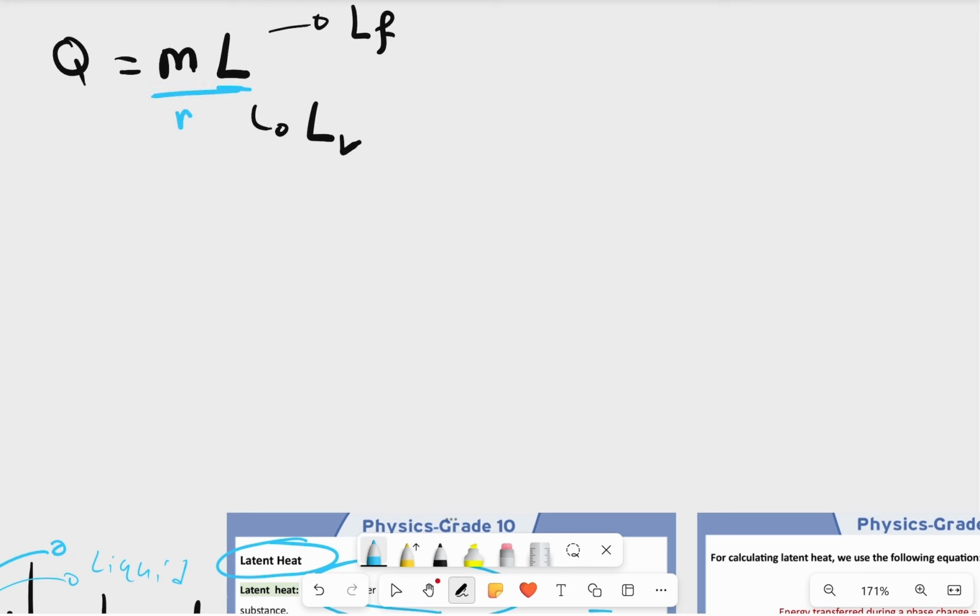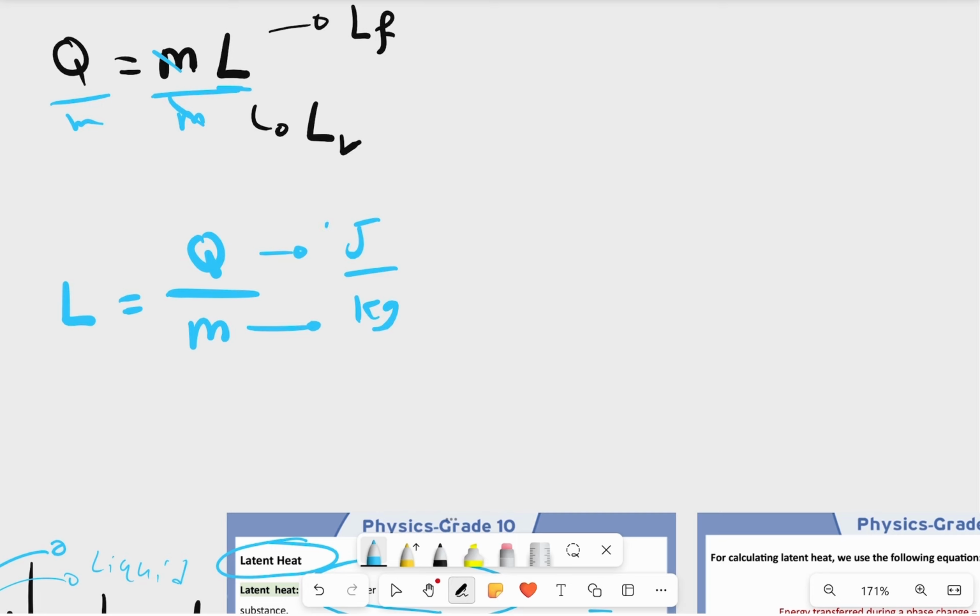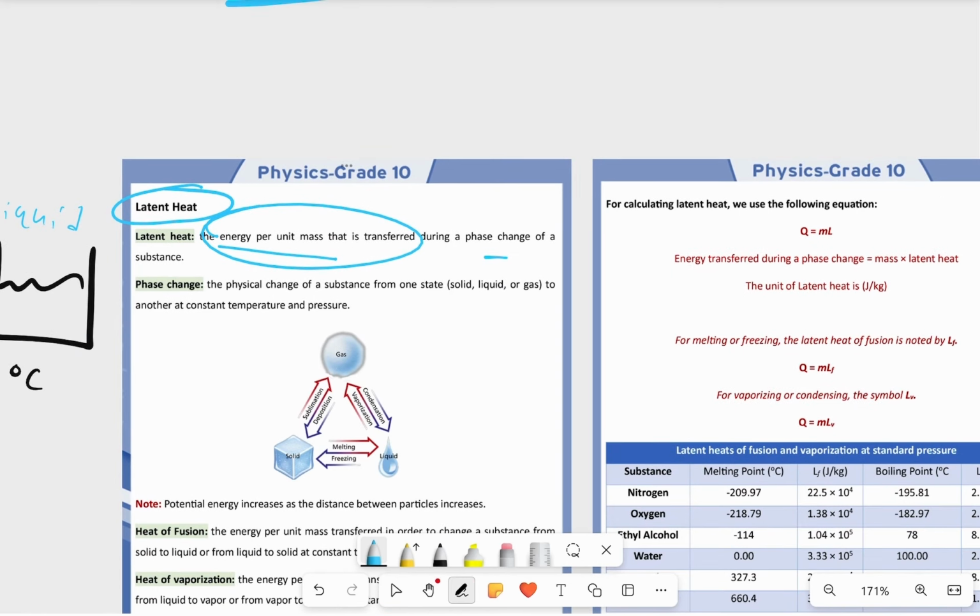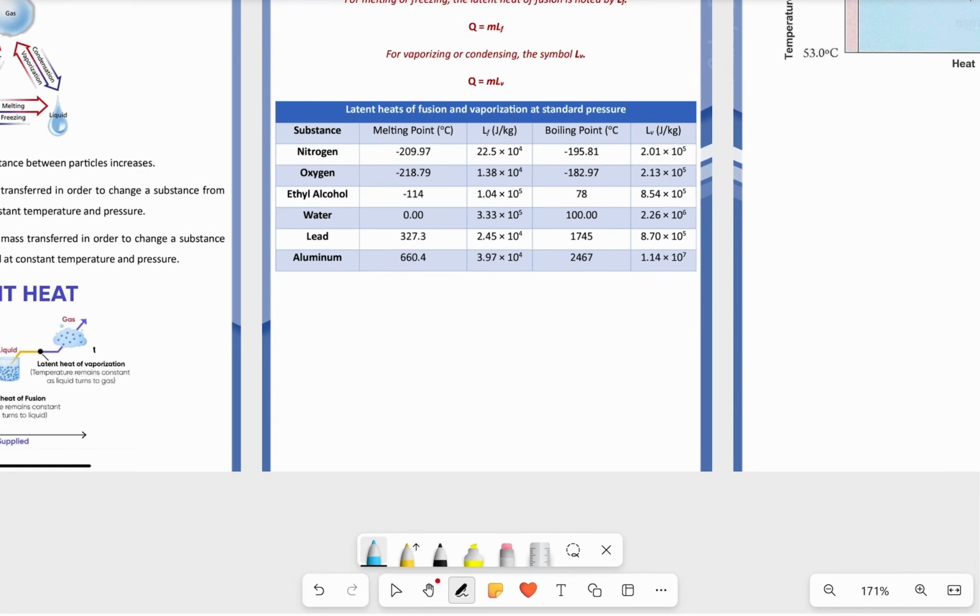If we rearrange this equation and we want to find latent heat, this is going to be, divide this by M, cancels, and latent heat is going to be heat divided by mass. And you know that heat is measured in what? In joule, and mass is measured in what? In kilogram. This is what? This is the unit for latent heat, both heat of fusion and heat of vaporization.